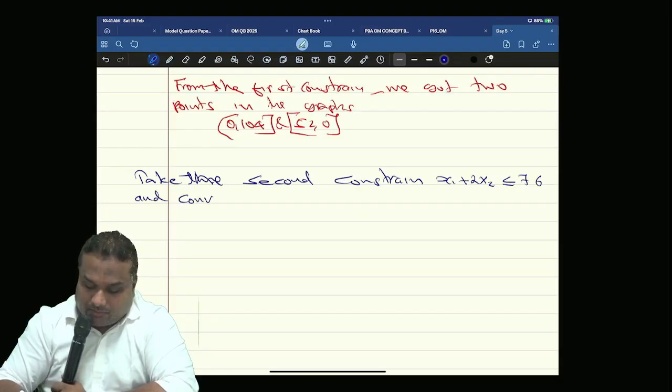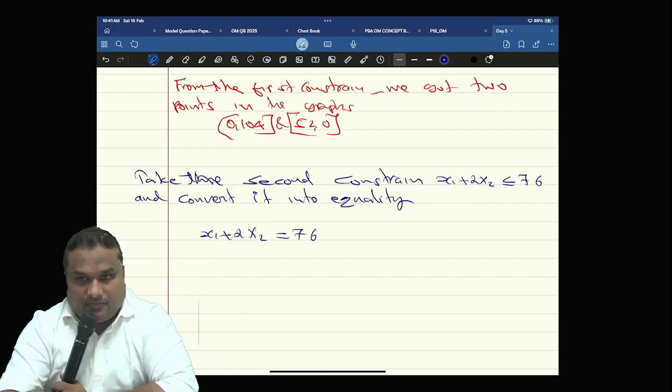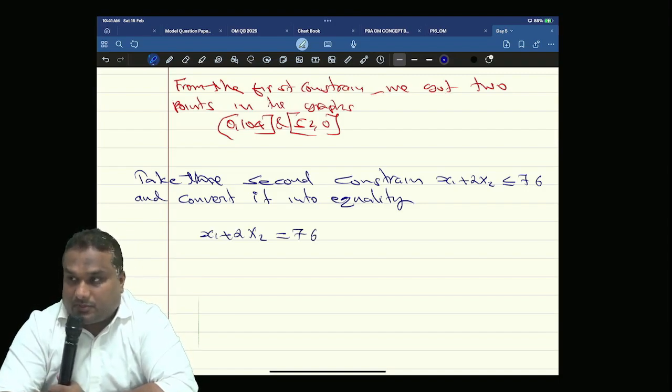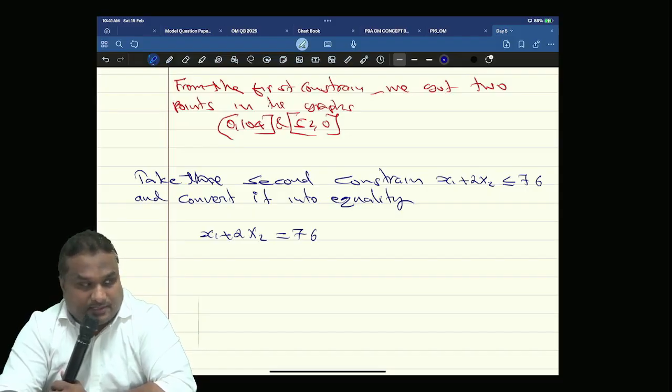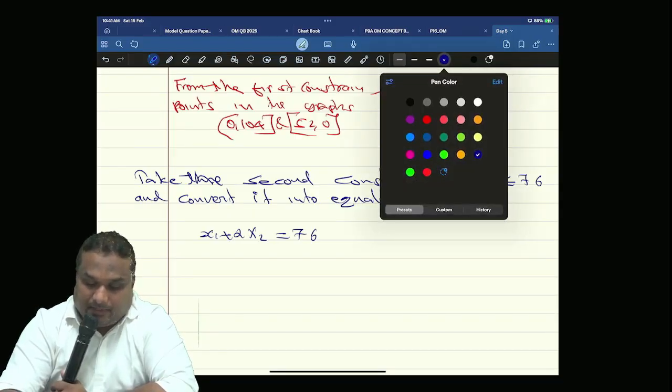Convert it into equality. We have x1 plus 2x2 equal to 76. x1 plus 2x2 equal to what? 76. Deal or no deal? Tell me, my dear friends.